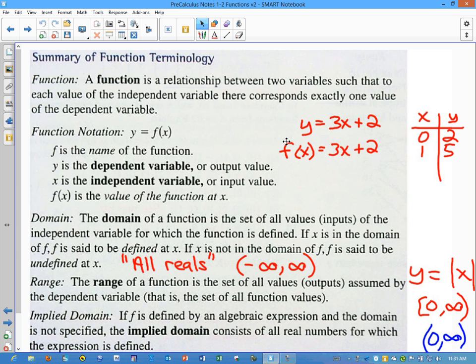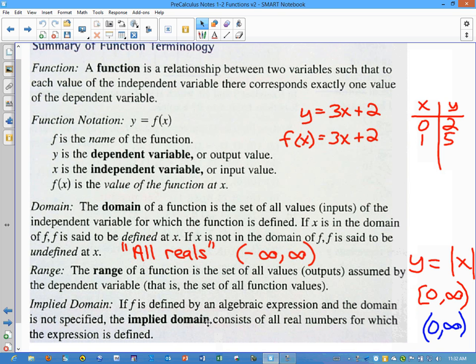Now, in both of these functions, they did have an implied domain. Sometimes a domain will be explicitly given to you, but more often than not, you're just given the equation or the rule for the function, and you have to imply the domain from that. And like I said, for now, you're just looking for division by 0 or square root of a negative number. And we'll add to this list later on.